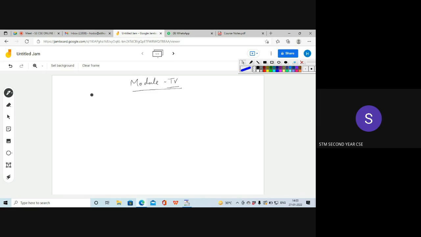Module 4. In module 4, we have two sections. The first section is generating functions, and the second section is solving recurrence relations. So these are the two main sections that we come across in module 4. We'll be dealing with the first section now, and then moving on to some problems in recursive functions. So let's see what generating functions are.